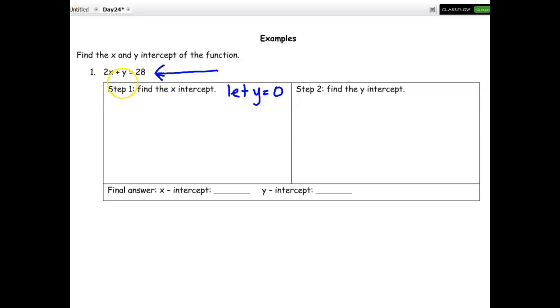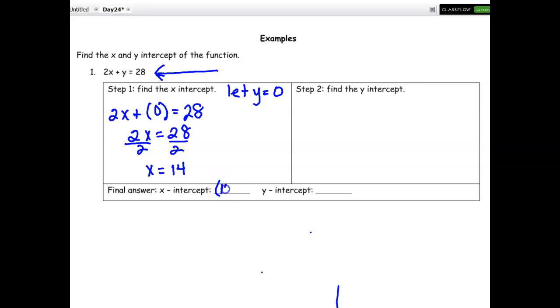So in this equation here, we've got 2x. Now instead of y, I'm just going to put a 0 is equal to 28. Now I didn't need to write that because 2x plus 0 is 28. So we can just write that 2x is equal to 28. And then we can divide by 2 and solve. Our x is going to be 14. So the final answer would be the x-intercept, x would be 14 and our y would be 0. So our x-intercept is an ordered pair.